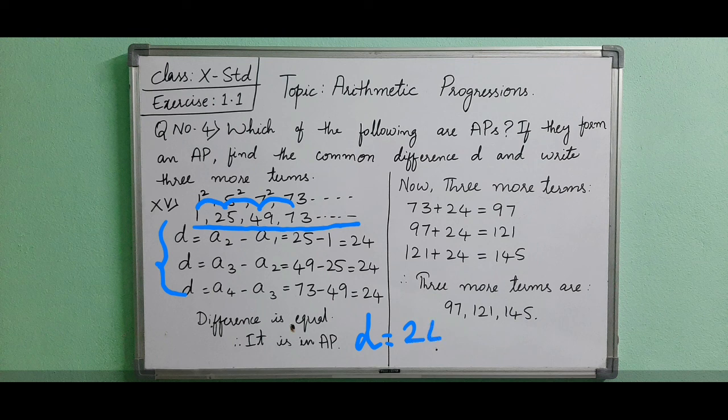24. When D is 24, we can write the next term by adding it to the previous number. The last number here is 73. If we add 24 to 73, the next number is 97. After 97, if we again add 24, it is 121. To 121, if we add the common difference 24, it is 145. So the three terms for this question will be 97, 121 and 145.